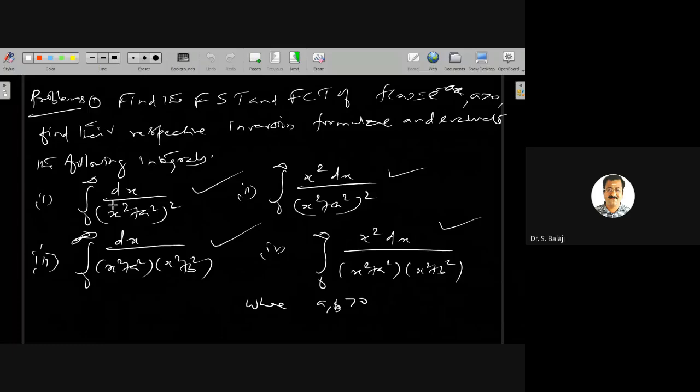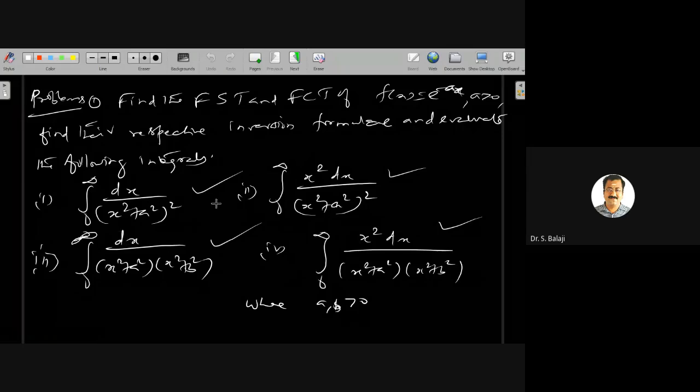You see the four integrals here: x square plus a square whole square form, and correspondingly x square is multiplied here with a constant, and here x square by the same function. Similarly here, a constant with the product of two functions, x square plus a square and x square plus b square. Similarly the same function in the denominator, but the numerator is x square. Here also the same denominator, and the numerator is x square. Now you have to evaluate these integrals.